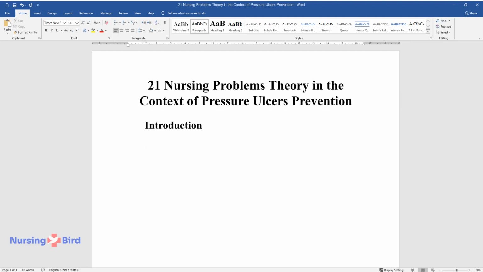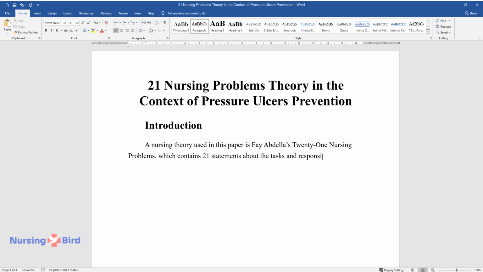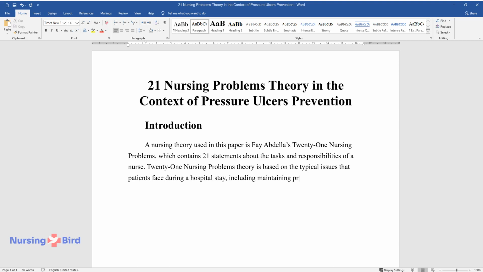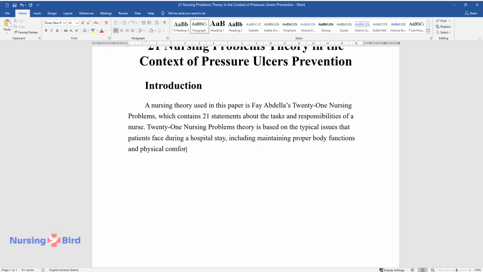Introduction. A nursing theory used in this paper is Faye Abdellah's 21 Nursing Problems, which contains 21 statements about the tasks and responsibilities of a nurse. 21 Nursing Problems Theory is based on the typical issues that patients face during a hospital stay, including maintaining proper body functions and physical comfort.